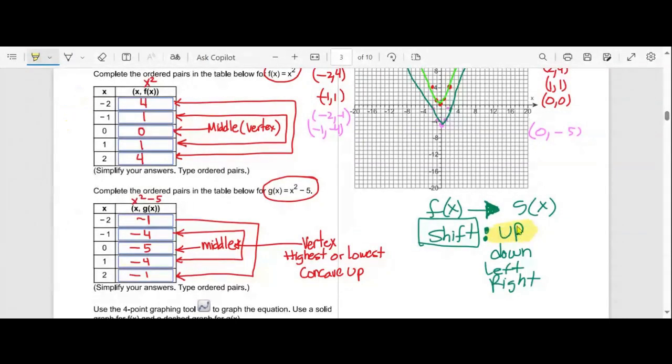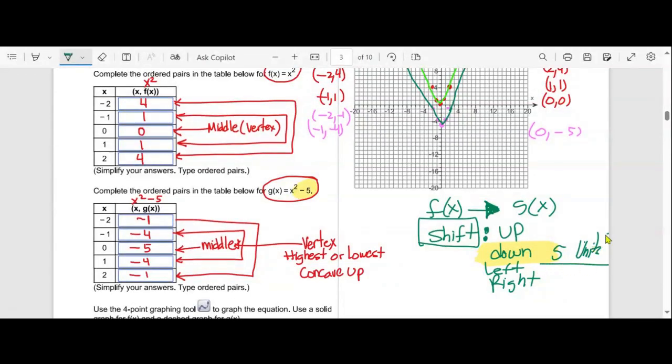Up or down? Are you sure it's up? Down. How many units down? 4 units. 4 or 5? Where can you get the answer? 5. So it went down 5 units.